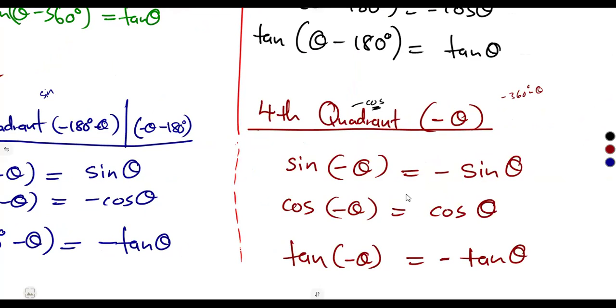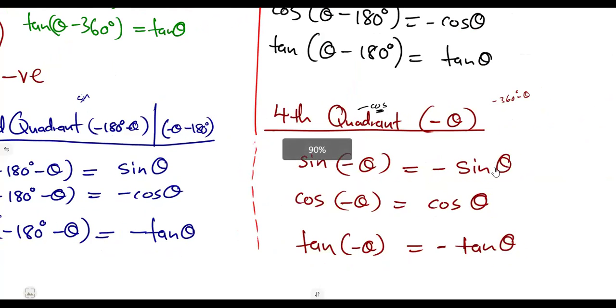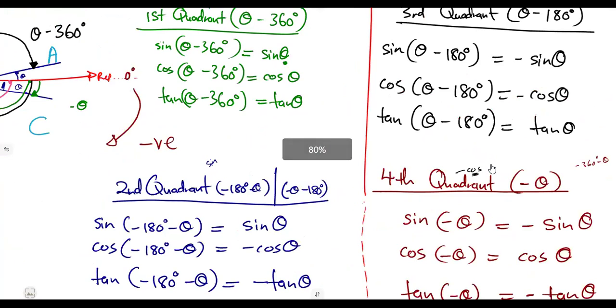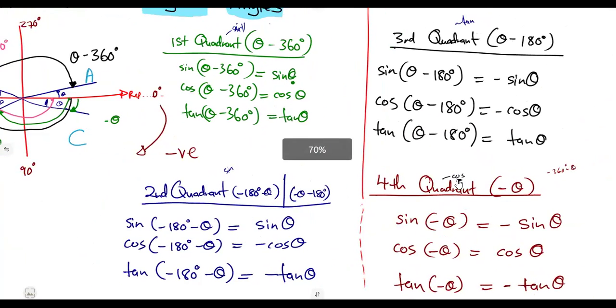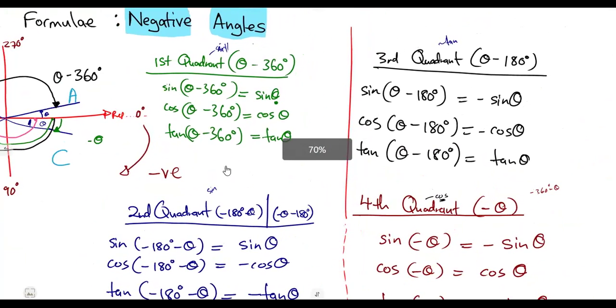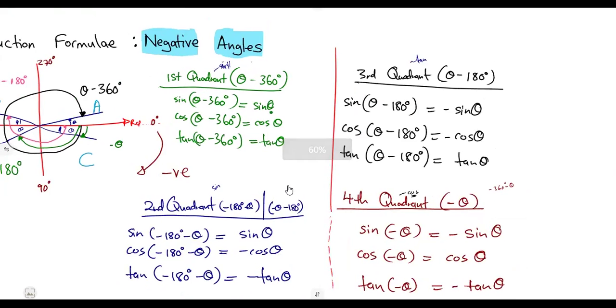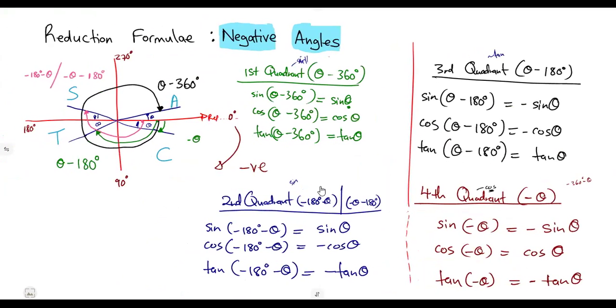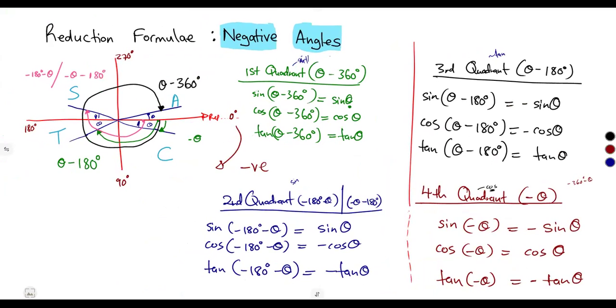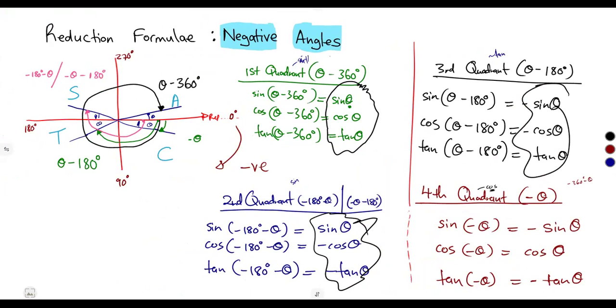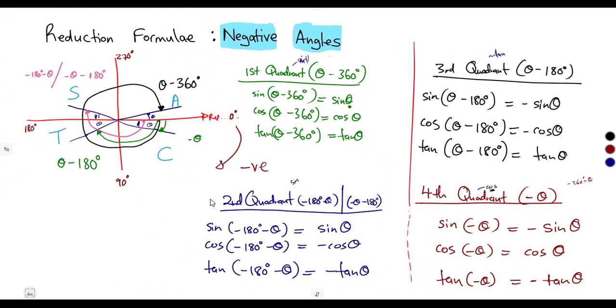So we have reduced. As we can see, guys, nothing has changed on this table. It is only that we are dealing with negative angles. In terms of our reduction, nothing has changed. This is what I'm trying to say. In the first quadrant, your answers are still the same. In the second quadrant, your answers are still the same. The third, your answers are still the same. Only the angle has changed.